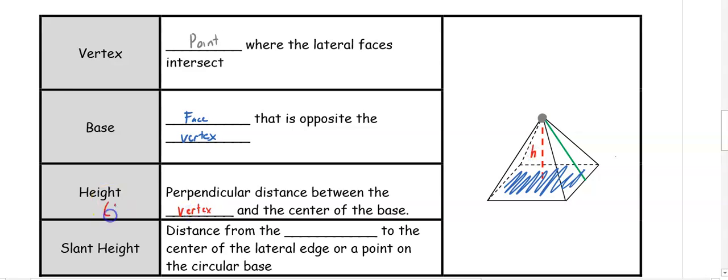When we are looking at height, we are going to use an h. Slant height then is the distance from the vertex to the center of the lateral edge. So in this case, it would be like if you're sliding down the side of the pyramid. We're going to use a cursive L for slant height.